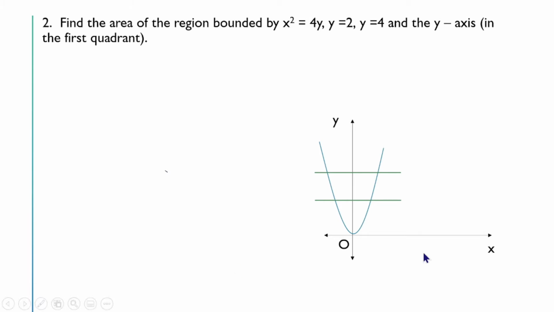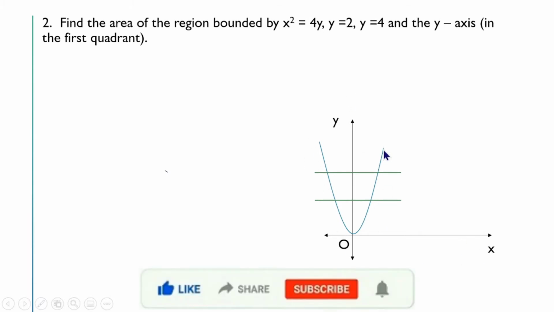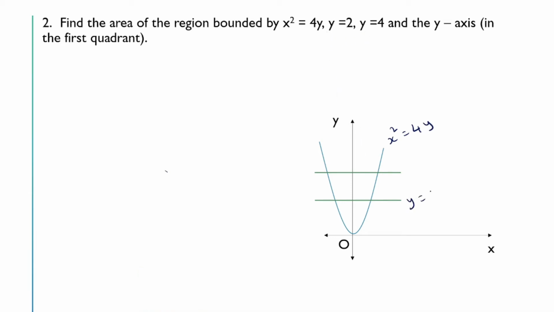So this is the x-axis, the y-axis, and this is the curve x square equal to 4y. And the line y is equal to 2, it is a straight line parallel to the x-axis and passing through 0, 2. And this is the line y is equal to 4. It is a straight line passing through 0, 4 and parallel to the x-axis. So this is 0, 4 and this is the line y is equal to 4.